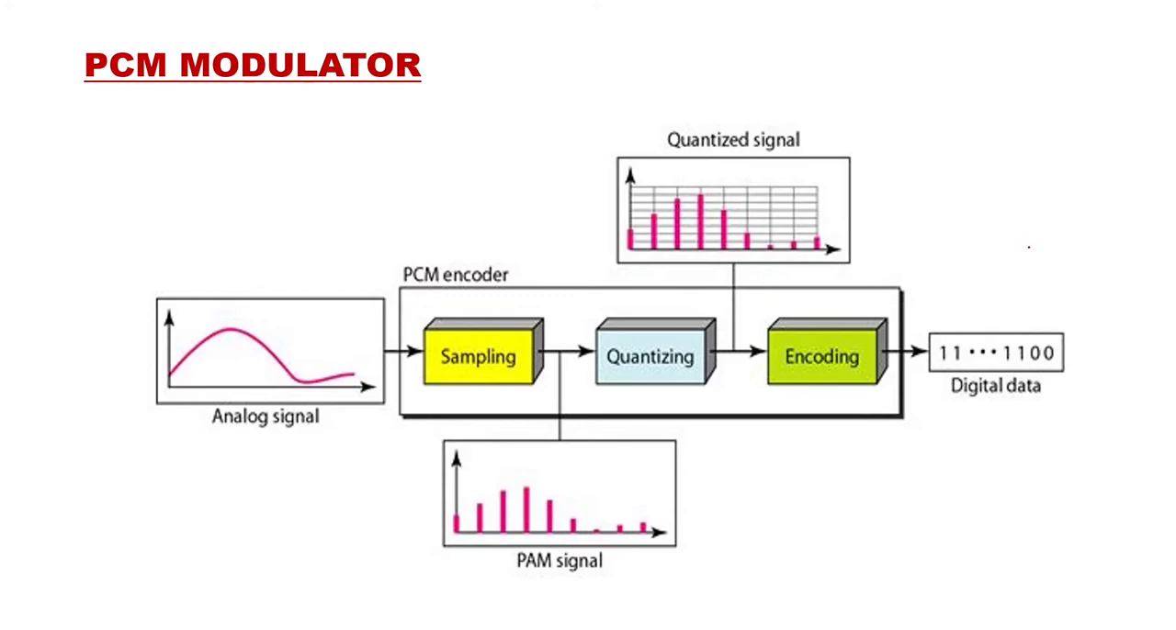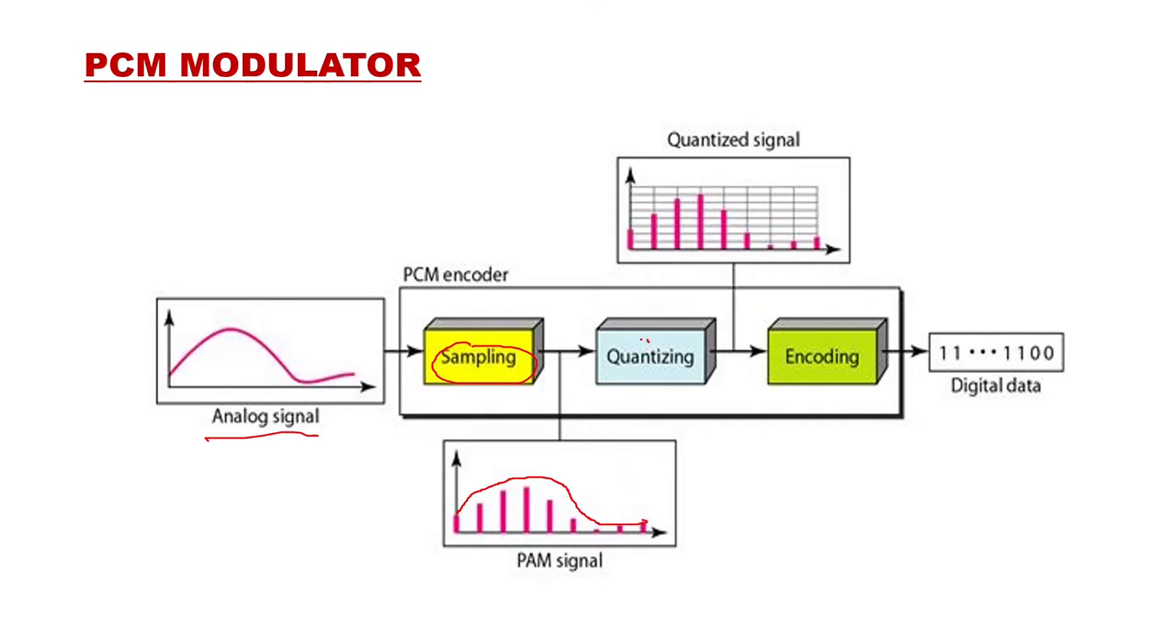Then in more detail, if you see the PCM modulator, here you can see the analog signal, which is given to the sampler. So here in the first part, you have your analog signal. Now this will be given to the sampler. Then the sampler will produce the samples, which are produced according to the sampling theorem.